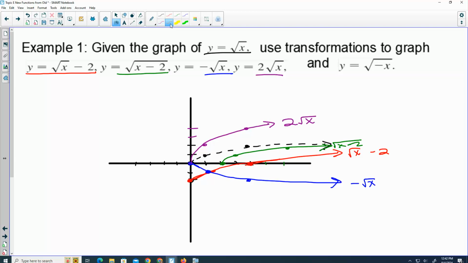And the final one. What's the square root of the opposite of x? Flip it over the y. So basically, in order to be able to do the square root, it has to be positive. So that means we're plugging in negative values. So the square root of 0 is 0, if you put in a negative 1, the opposite of negative 1 is 1, so the square root of 1 is 1. Put in a negative 4, you get the square root of 4, which is 2.